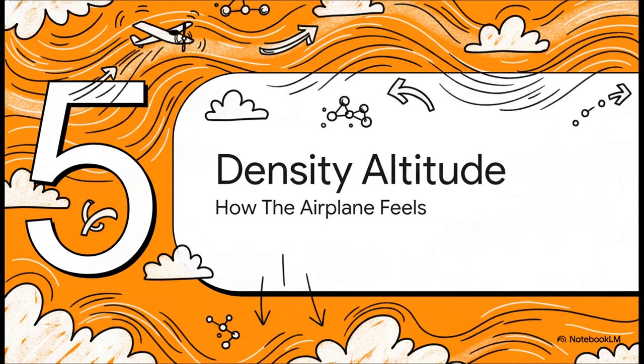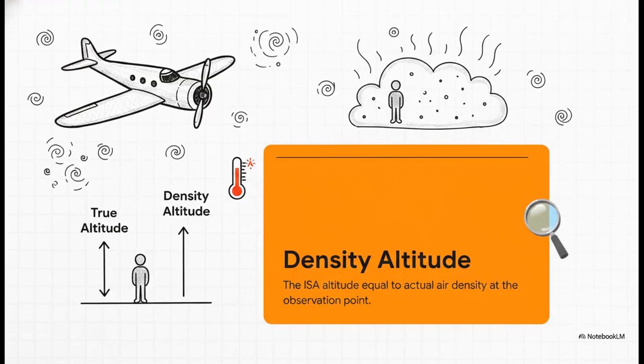Section 5, Density Altitude Explained. Let's step away from mountains for a second and talk about how the airplane itself feels the air. This brings us to a super important concept, density altitude. So true altitude is where you actually are in physical space. But density altitude? That's the altitude your aircraft engine and your wings think they're flying at.